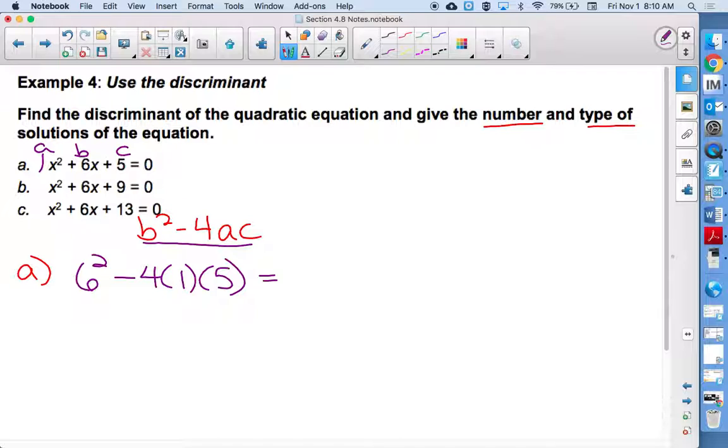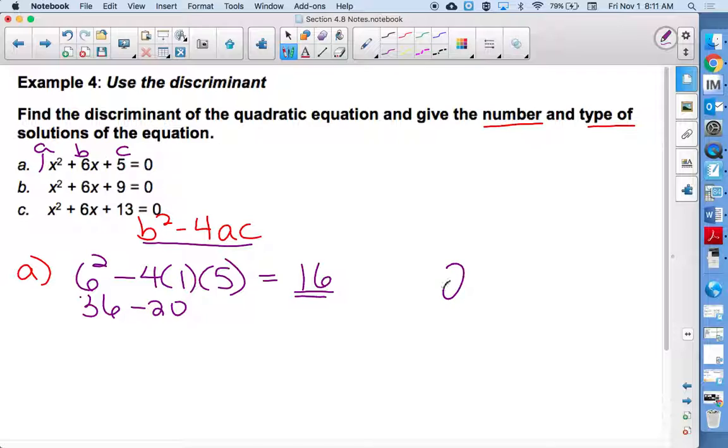And then we're going to calculate that number. So we have 36 minus 20, and Gabby, 36 minus 20 is 16. That's the value of the discriminant. The second part says give the number and type of solutions that the equation has. 16 is bigger than 0. So how many solutions will my equation have and what would they be?